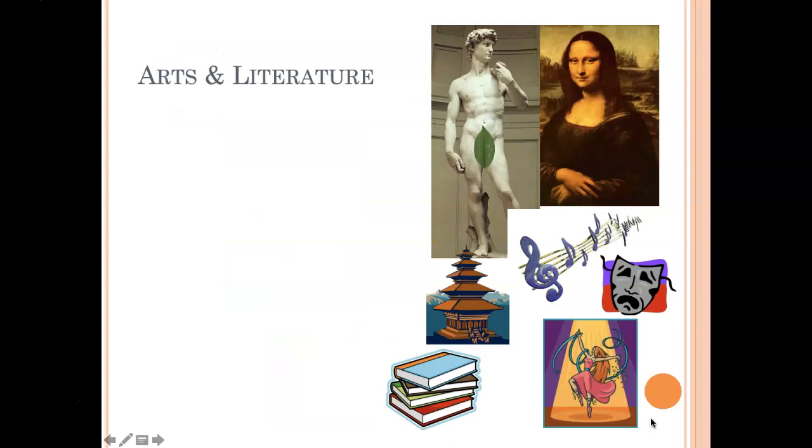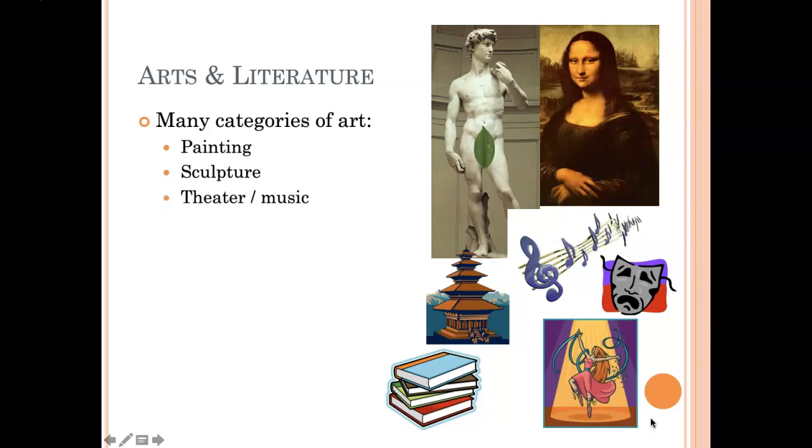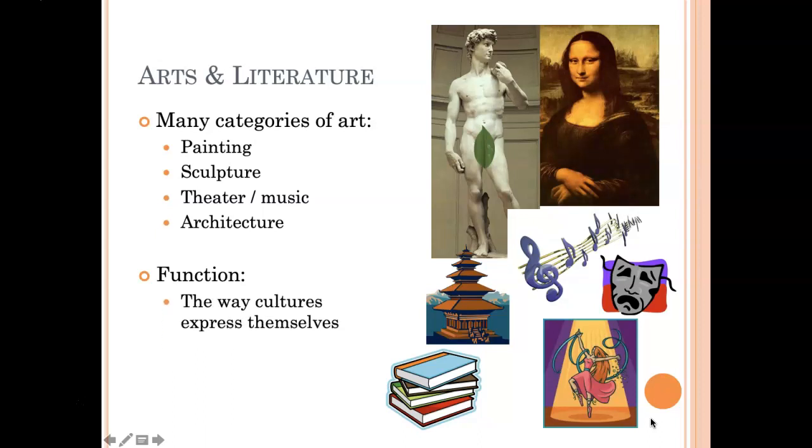Arts and literature. There are many categories of art. Look to the right, and you'll see an eclectic type of art from around the world. Paintings, sculptures, theater and music, architecture, and more. The main function of art is more than just to create beautifully aesthetic pieces that allure the eye, but is to express the inner self to the outside world.